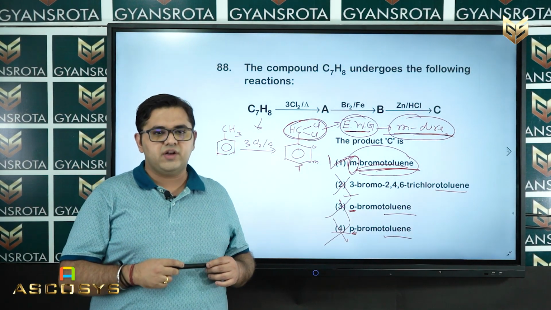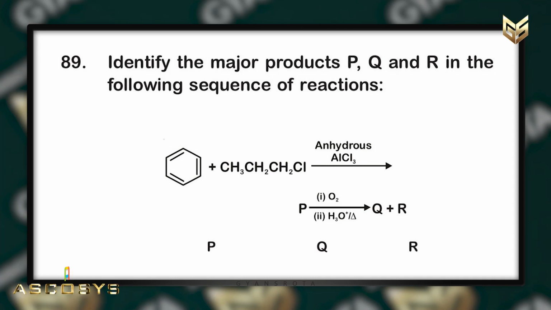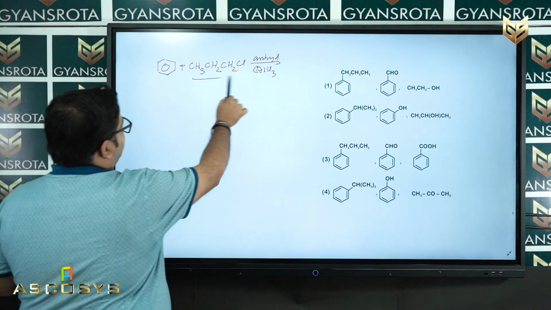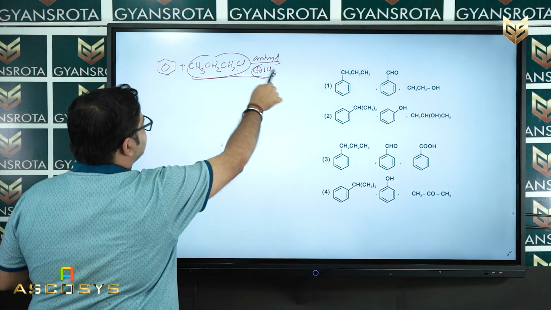Now, we are moving to another question, this is question number 89. Question number 89 is on the screen. Identify the major products P, Q and R in the following sequence of reactions. So, now we are moving to the solution part. This is the reaction they are giving. First, let us see what will happen with this and AlCl3.